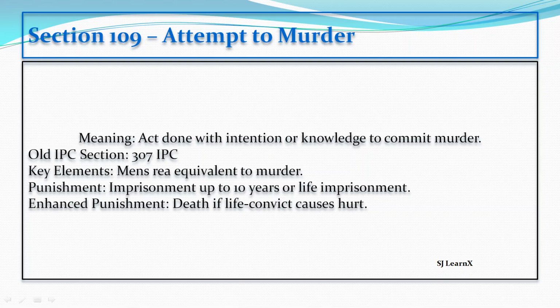So the punishment in section 109 is imprisonment up to 10 years or life imprisonment where there is knowledge and intention to commit murder, but the victim survives. If the same thing is done by a life convict who causes hurt, the punishment may be even more, that is, death. This section was previously covered under 307 IPC.